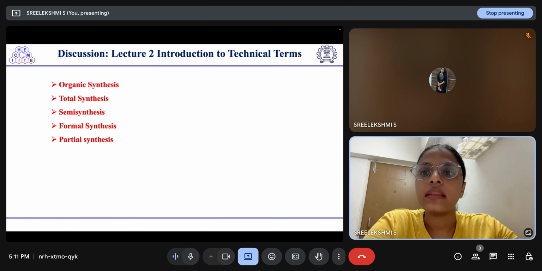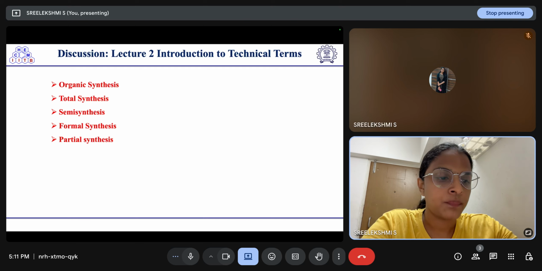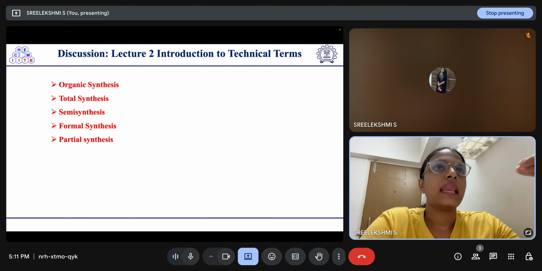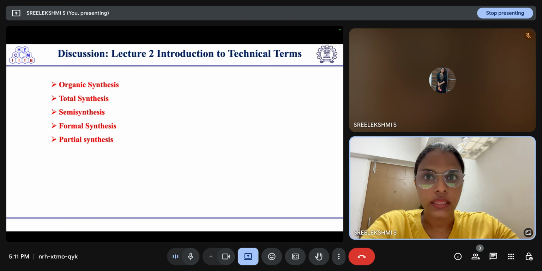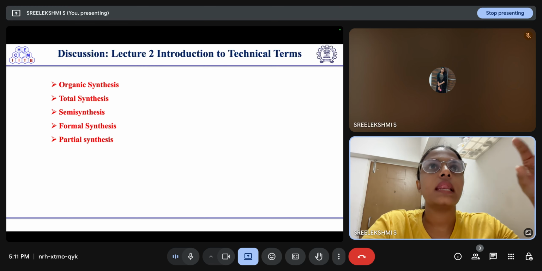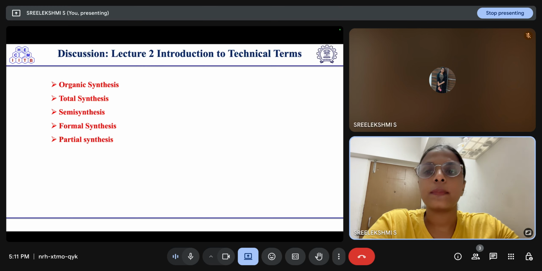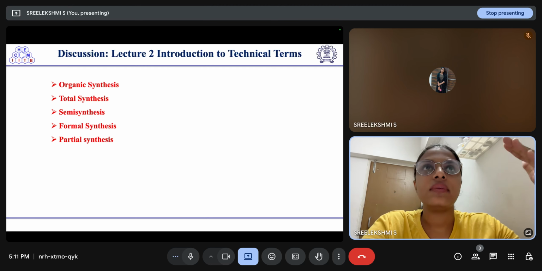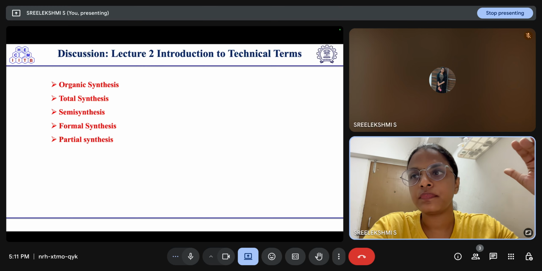The first one is total synthesis, which, as I said, is the ultimate in organic chemistry. That is, we are planning for the complete synthesis of a molecule, whether it be a natural product or anything else. We have a target and we plan the complete synthesis of that target molecule, starting from simple commercially available starting materials. That is known as total synthesis: the chemical synthesis of a molecule from relatively simpler starting materials.